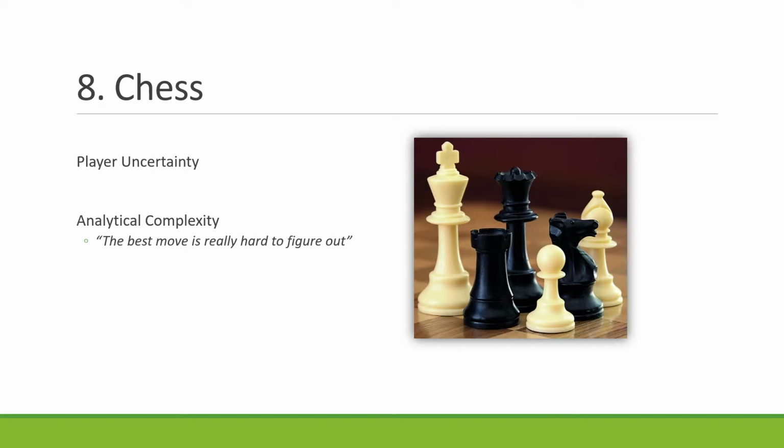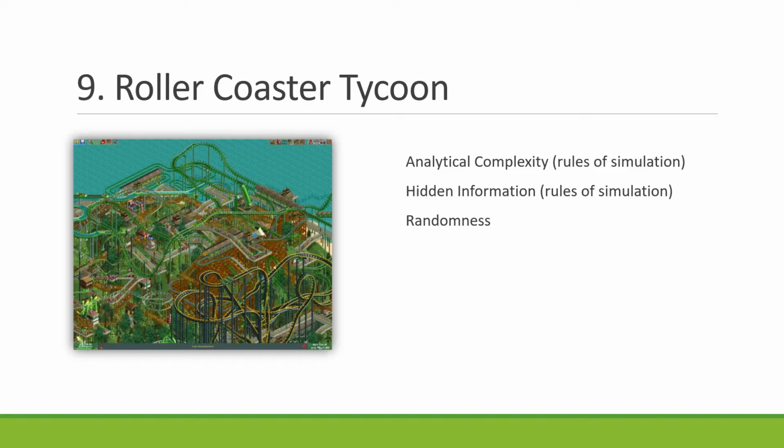This kind of analytical complexity is also present in simulation games and strategy games. Roller Coaster Tycoon is a good example of high analytic complexity because you have to learn the rules of the simulation. Those rules are also hidden from you, and you have to coax the game into revealing them. And of course, there's just enough randomness to make it fun, to make it not be a completely predictable simulation.